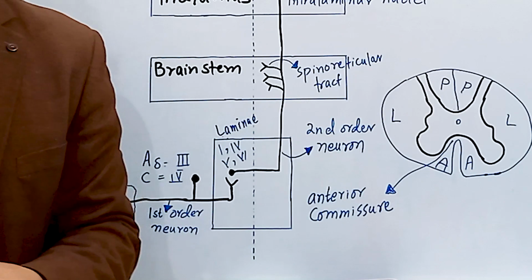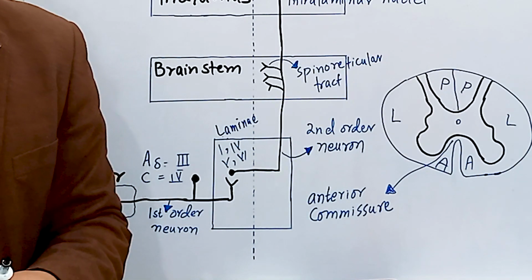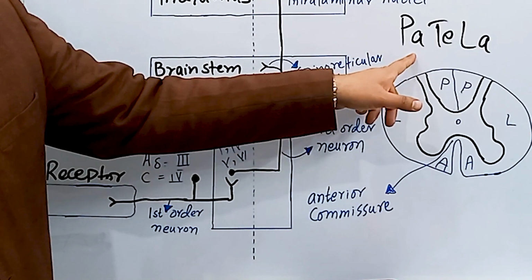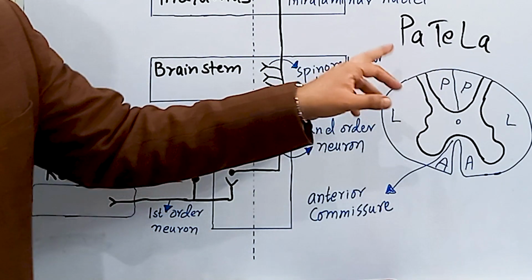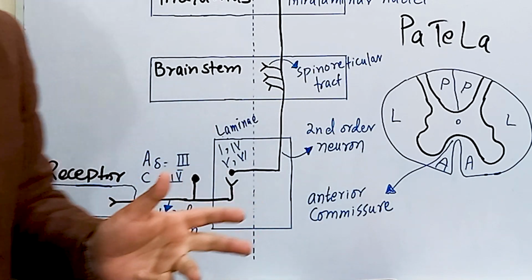A useful mnemonic to remember the sensations carried by the lateral spinothalamic tract is patella. In this mnemonic, PA is for pain, TE for temperature, L is for lateral. Pain and temperature are carried by the lateral spinothalamic tract.